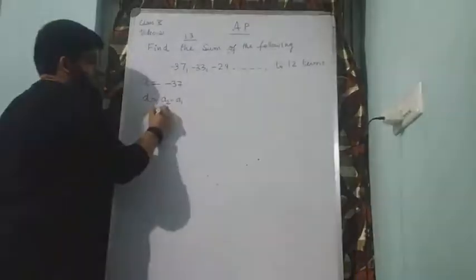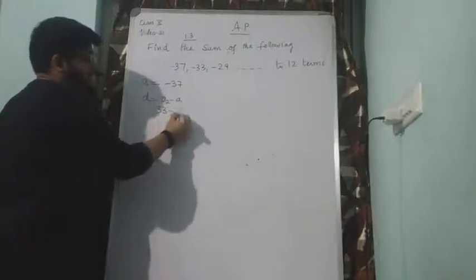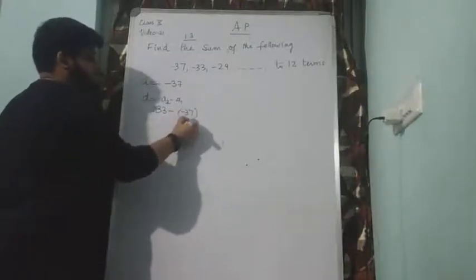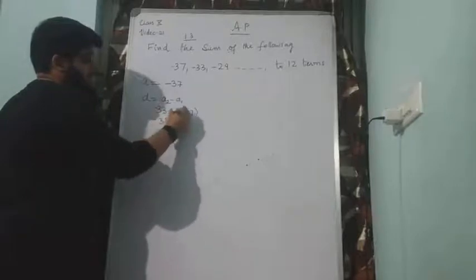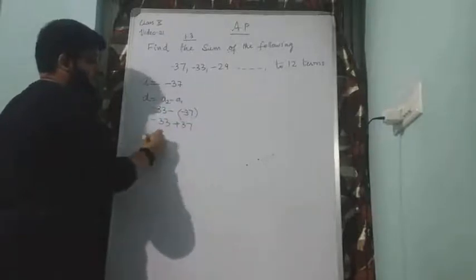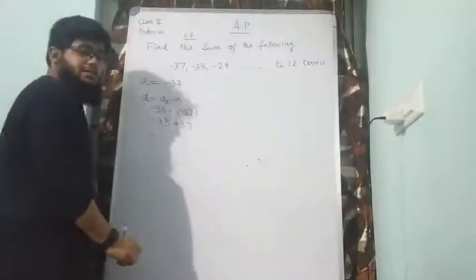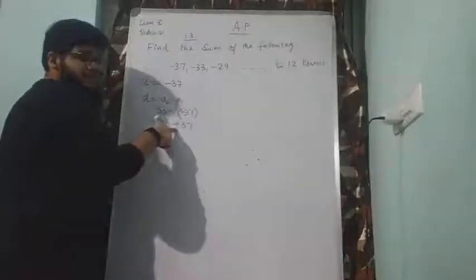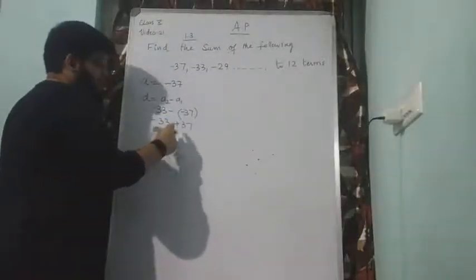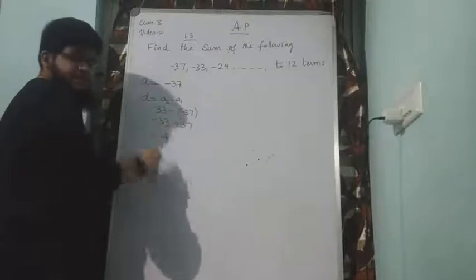a2 is minus 33, then a1 is minus 37. Minus 33 minus into minus is plus 37, and 37 minus 33, or minus into plus is minus. 37 minus 33 is 4. It will have a positive sign because 37 is the greater number.